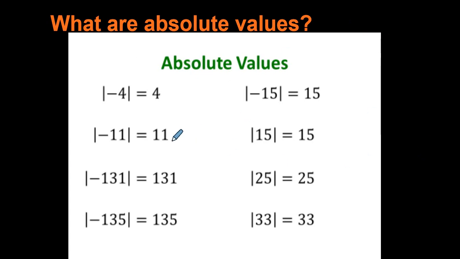So, just a quick reminder what absolute values are. Absolute values are the distance a number is away from 0. So the distance that -4 is away from 0 is 4 spaces, -11 is 11 spaces, -131 is 131 spaces, 15 is still 15 spaces, 25 is still 25 spaces, 33 is still 33 spaces, etc.